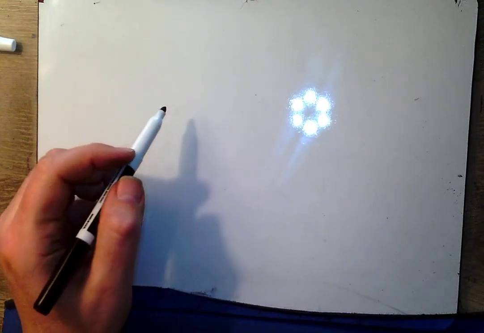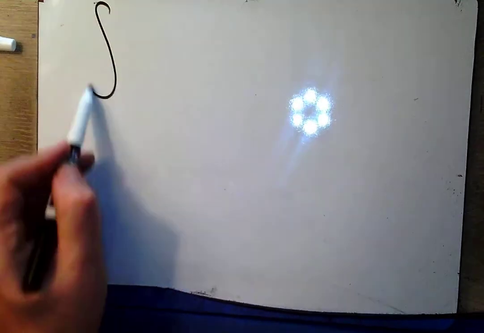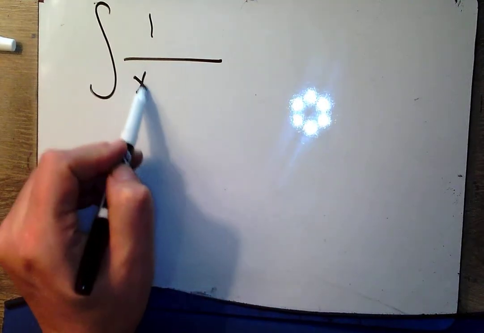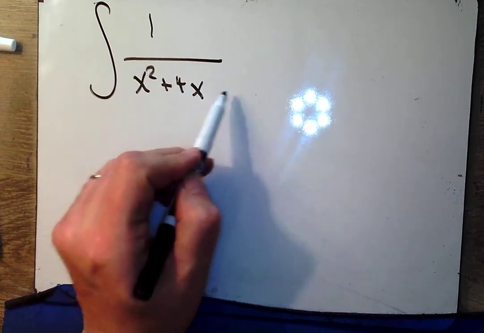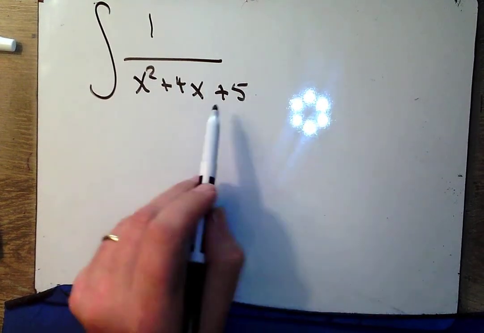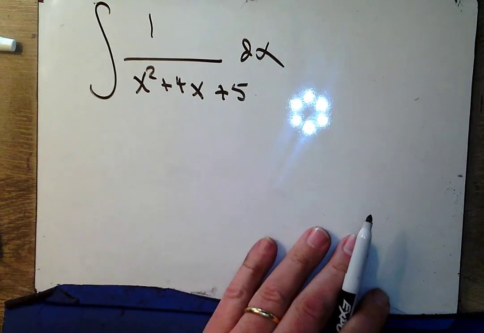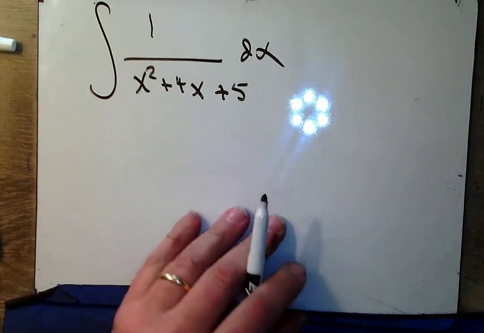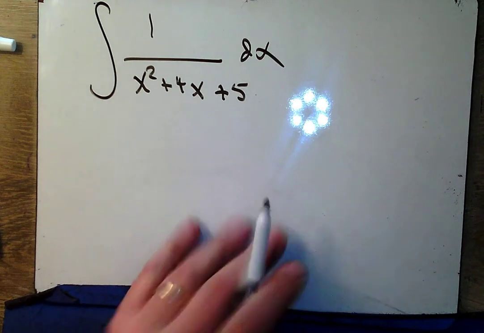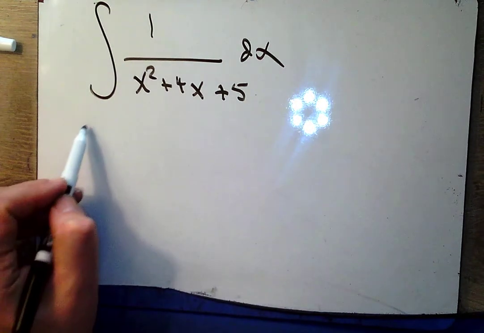Yeah, so don't view these techniques as a punishment. They're actually taking things that are rather impossible and turning them into things that we can integrate. And this is a plus 5. If this were a minus 5, I could just factor here and use partial fraction decomposition. But that's not going to factor for me. So I'm going to do completing the square.